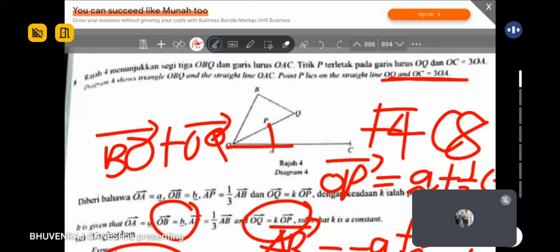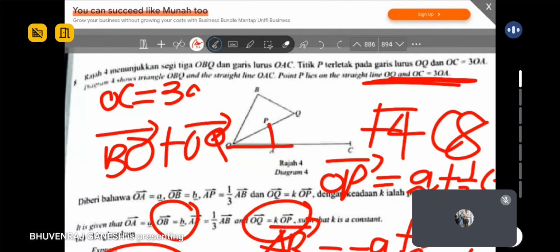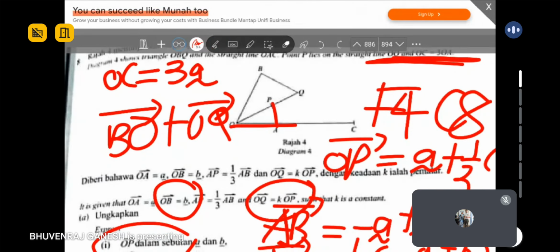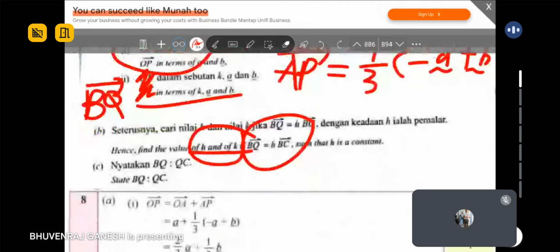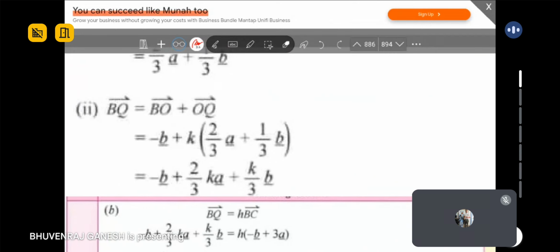Okay, so kamu boleh lihat sini guys. Ada info. There is information. OC equal to 3OA. Okay, so OC sama dengan 3OA. OA adalah A. Okay, so kamu gantikan A lah. So OC sama dengan 3A. Alright, so then kamu akan dapat macam ni. Okay, you will get this equation over here.